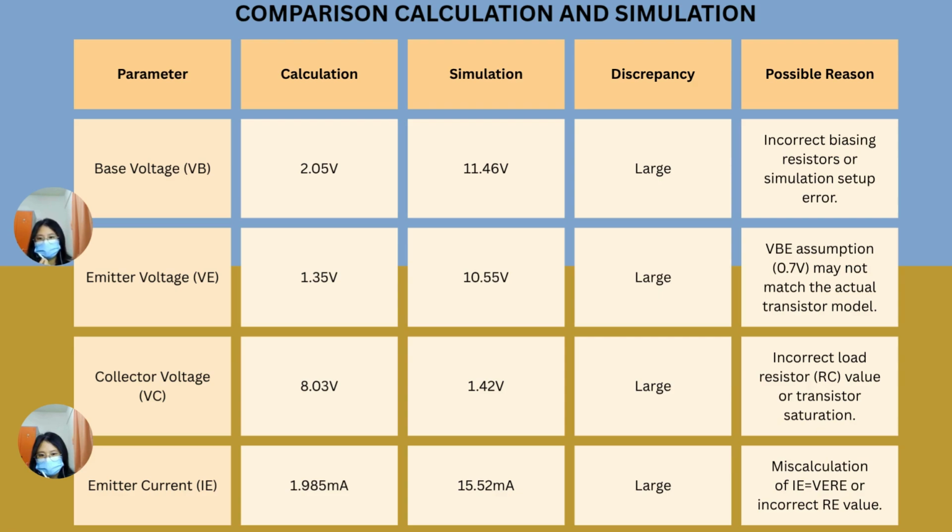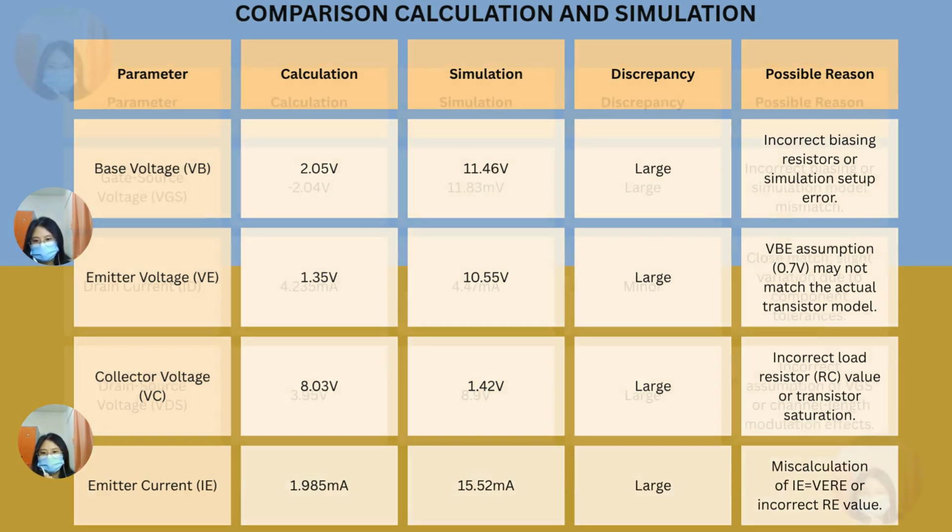Then the next one is emitter voltage. We got 1.35 voltage for calculation, but 10.55 voltage for simulation. The large discrepancy is possibly also because of miscalculation of VE. IE maybe equals VE over RE, or VBE of 0.7 voltage may not match the actual transistor model, or an incorrect RE value.